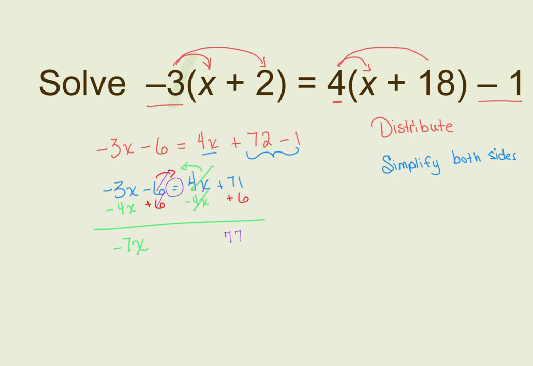One thing I do want to point out is don't lose that equal sign. That equal sign is still there. And so we want to make sure we bring that down. So what we're doing on this third step is we are moving our variables to one side and our numbers to the other.